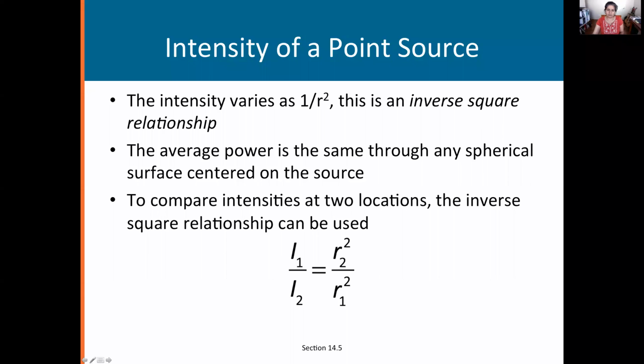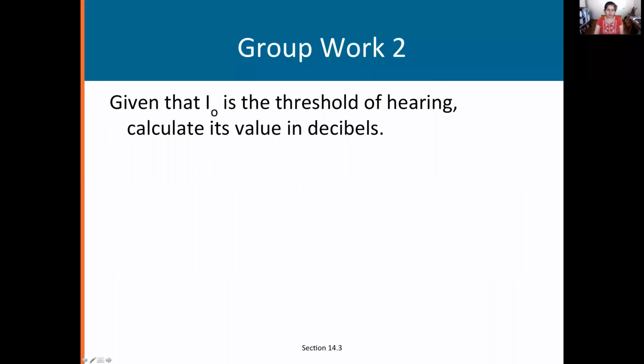So you can use this to compare the intensity at two different places if you know their distances from the source. Let's do a simple problem about decibels. Given that I0 is the threshold of hearing, calculate its value in decibels. So you're going to find the decibel value, which was beta. What was the definition? 10 log of I divided by I0.